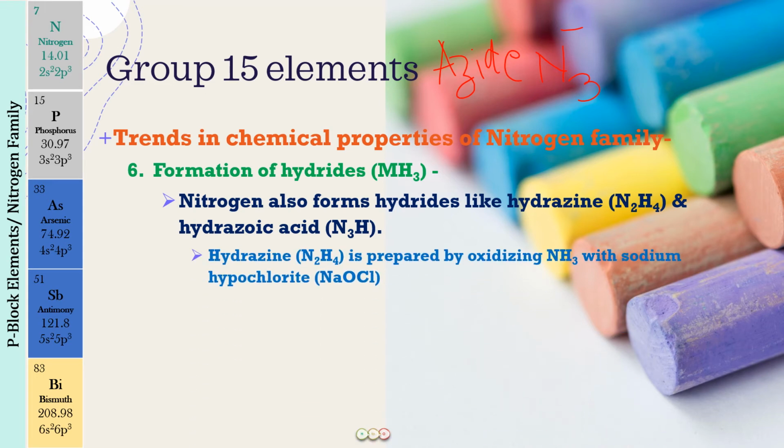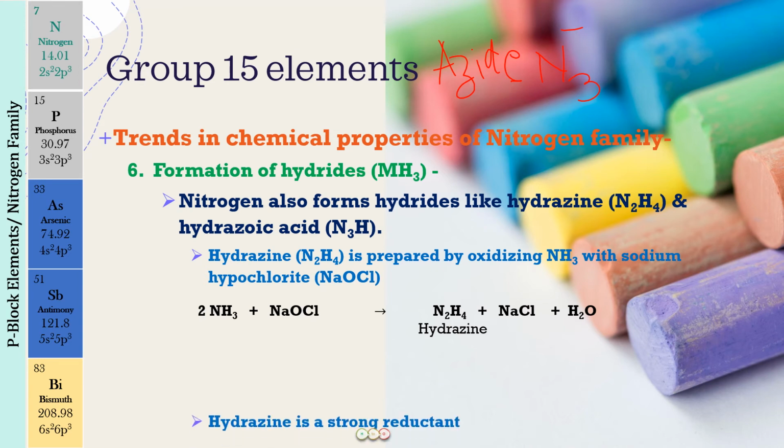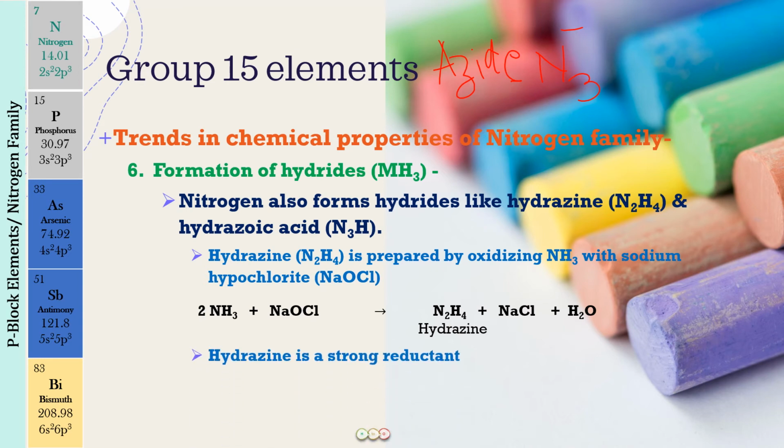Hydrazine is prepared by oxidizing ammonia with sodium hypochlorite, that is NaOCl. So when ammonia reacts with NaOCl, we get hydrazine along with NaCl, and water is produced. Now this hydrazine is also a very strong reducing agent, and hydrazine and its derivatives are used as rocket fuels. Again, you will study more about hydrazine and hydrazoic acid in various reactions in organic chemistry.